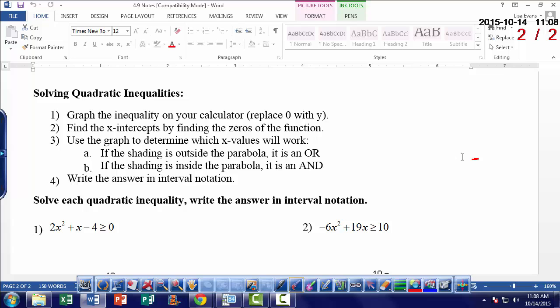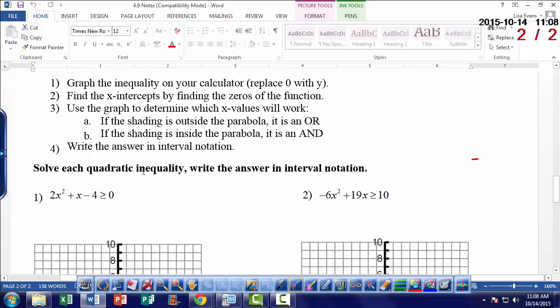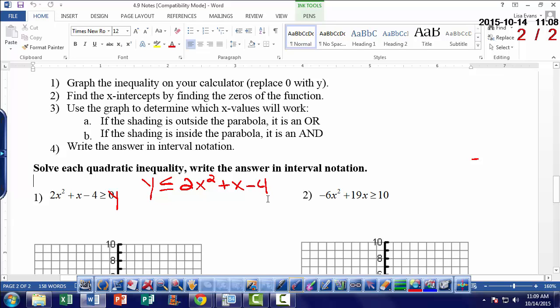We're going to graph the inequality on your calculator, replacing 0 with y. So when we put this into our calculator, we are going to replace 0 with y. So what we're really typing in, look, it's pointing towards the y, so make sure it's pointing towards the y. Don't mess up the inequality because it will mess up our answers. Then we're going to type in 2x squared plus x minus 4. So the first thing we're going to do is graph that on our graphing calculator. We're going to find the zeros. We need to know what x equals. Where does that parabola hit the x-axis?